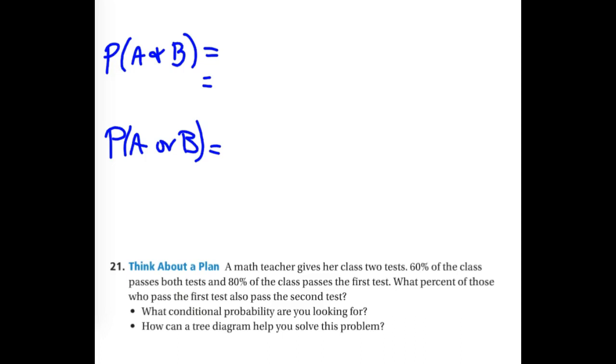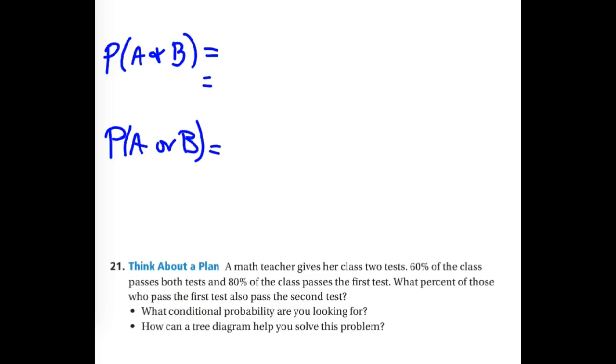All right, so before we start section 5.7, quick review of the probability stuff that we did last week. We had two major formulas. One was for the probability of A and B. The other was for the probability of A or B. Do you remember what those formulas look like?